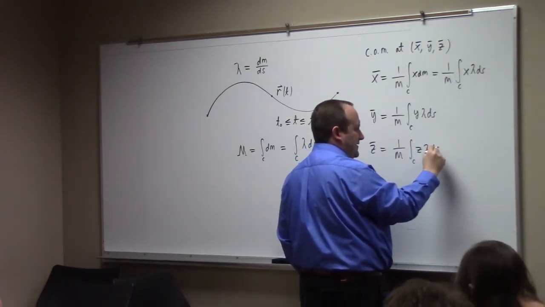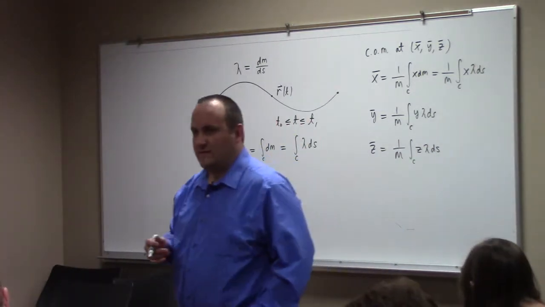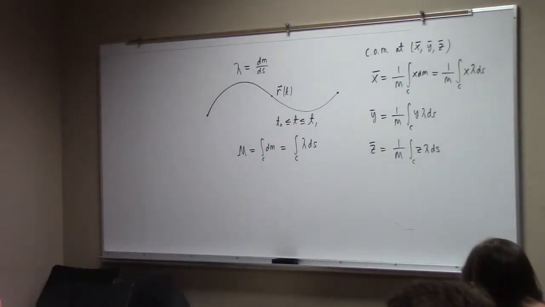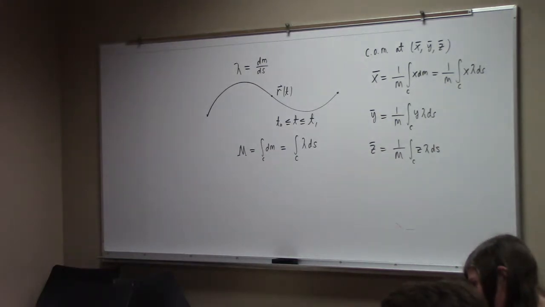I think it's 2 winds of the helix, but it's not a circular helix. It's like some sort of exponential helix. But if you calculate that carefully, you'll find out that the arc length, you'll find out that ds is actually not that bad.